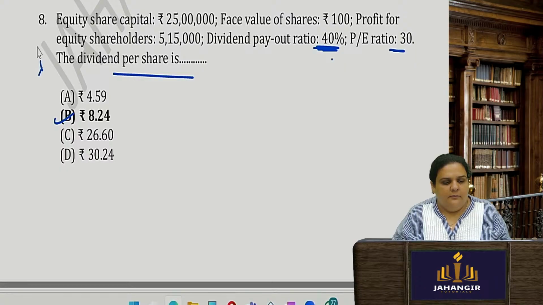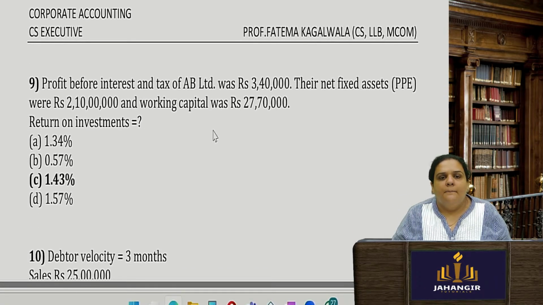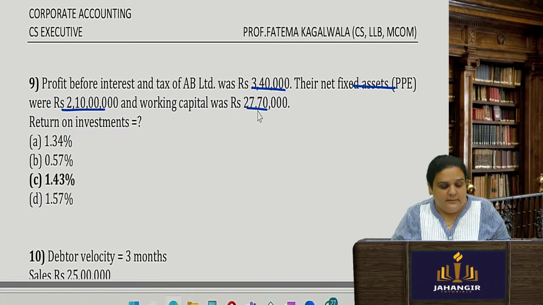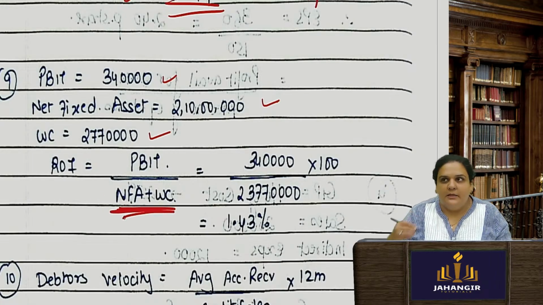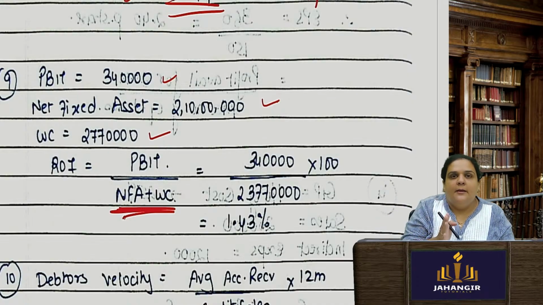Okay. Now next, 9. Profit before interest and tax of AB Limited is 3 lakh 40,000. Their net fixed assets is 2 crore 10 lakhs. Working capital 27 lakh 70,000. What is the return on investments? NPBIT is given. Fixed assets are given. Working capital given. What is return on investments? NPBIT upon total capital employed, right? If capital employed is not given, I can take net fixed assets plus working capital. Net fixed assets plus working capital is what? Current assets minus current liabilities, no?